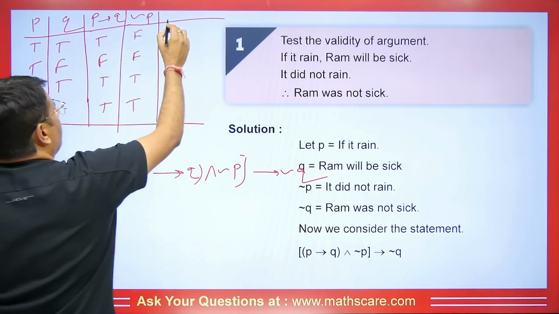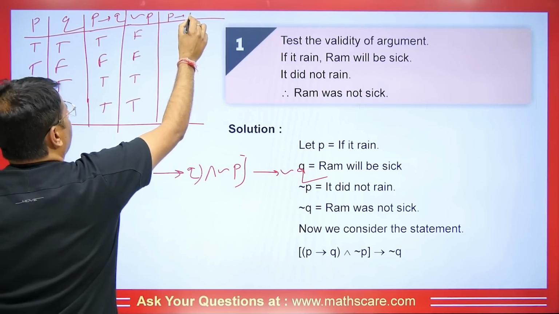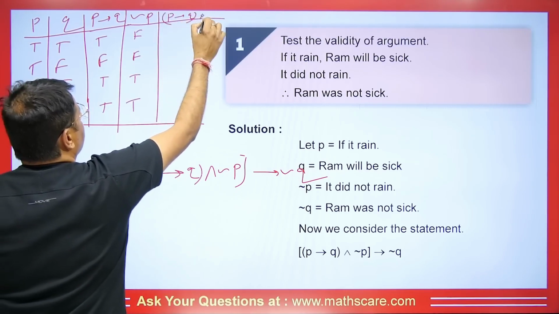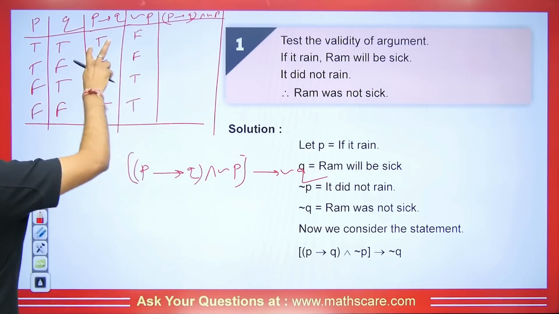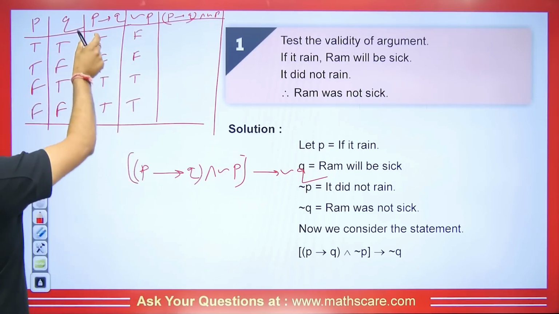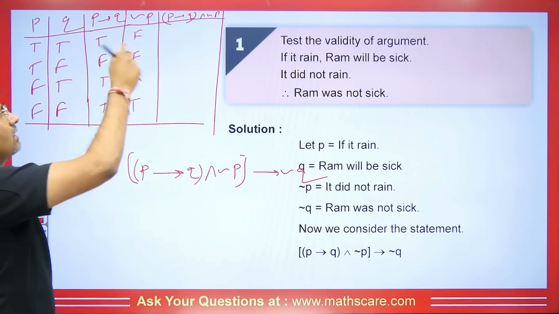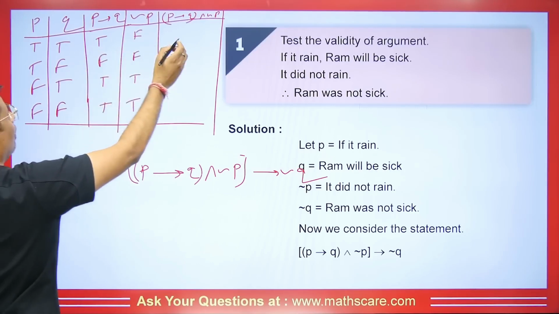Now what should we do in these two? We put AND. Now here it will be negation of P. Whenever there is AND, then we do multiplication here. True is written as 1 and false as 0. If 1 into 0, then it will come false.